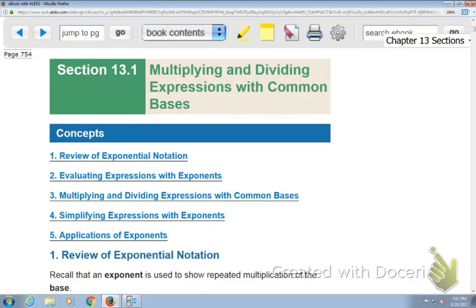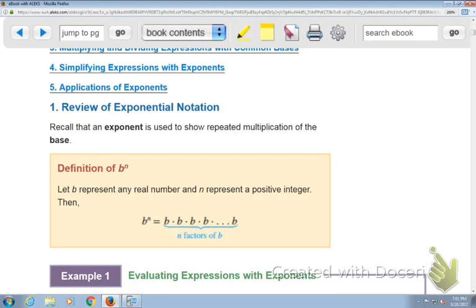13.1, multiplying and dividing expressions with common bases. This is just a really long title for something that you already know. We're going to talk about exponential rules. All right, that's what this is about. So first, what's an exponent?